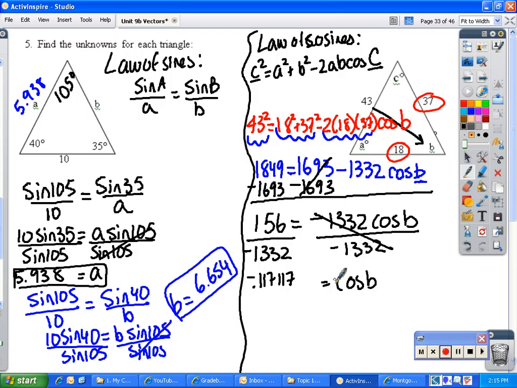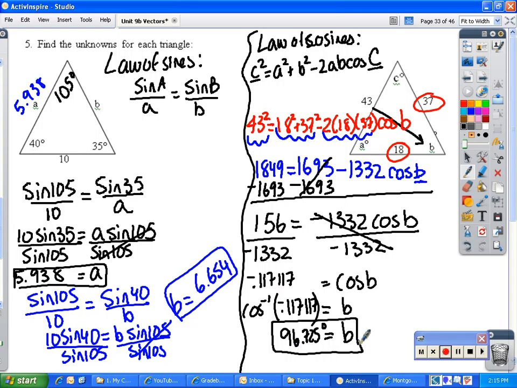I don't want to know what the cosine of B is. I want to know what B is itself. And to get rid of the cosine, I have to do that funny second cosine thing. Cosine negative 1 of this negative 0.1171117, and so on. On my calculator, I'm literally going to type in, I have that answer, second cosine, second ANS. It's next to the enter. It takes that long decimal, plugs it in. That tells me that B equals 96.725 degrees. And that would be angle B. So that gives me angle B.